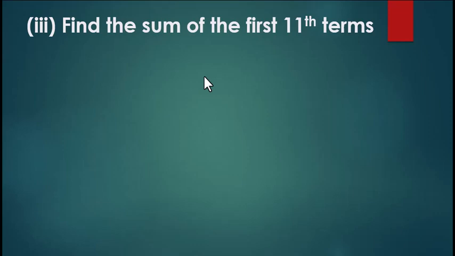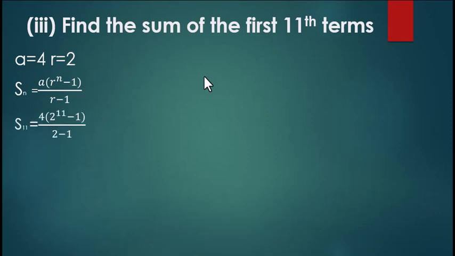Now we find the next question, question C: find the sum of the first 11 terms. So we identify what we have. Our first term a is 4, and our common ratio is 2. The formula we use to find the sum of the first 11 terms is Sn is equal to a open bracket r to the power n minus 1, over r minus 1.